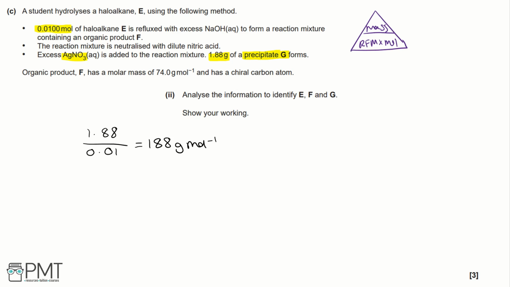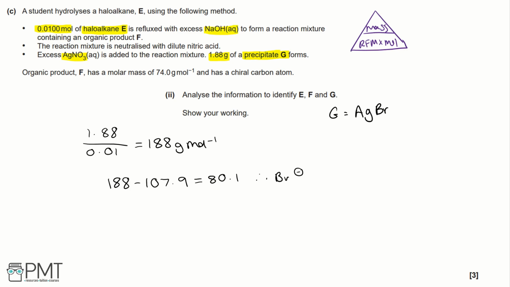So to work out what the halogen is, we need to do 188 minus 107.9. This is the relative formula mass of silver. So that gives us 80.1, which means that we've got bromine present, because this is the relative formula mass of bromine. So therefore we've got a bromine ion with a silver plus ion. So G is equal to AgBr.